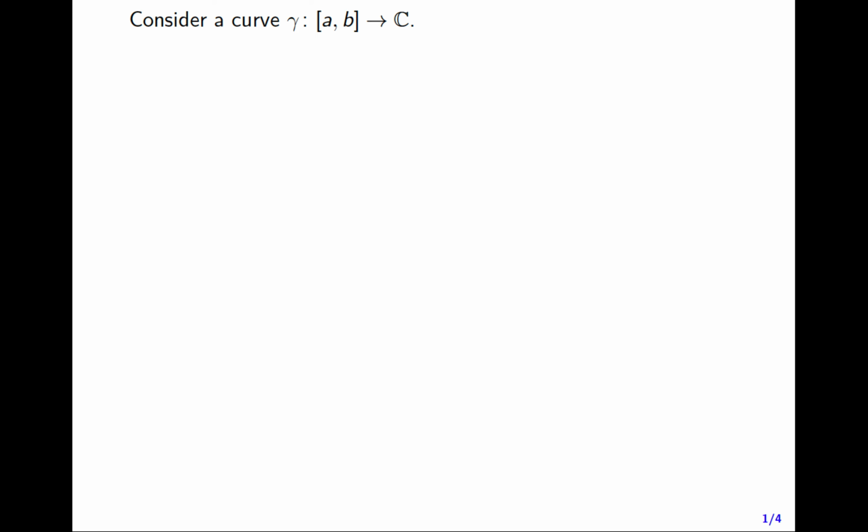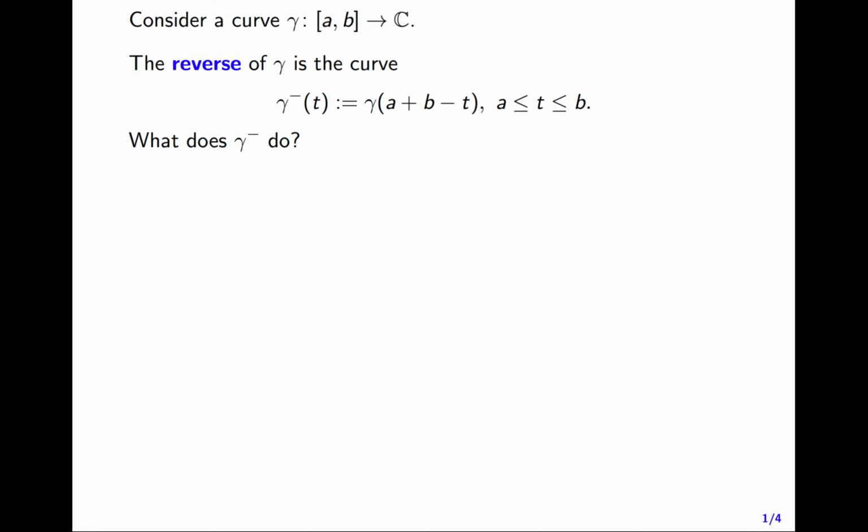There is a way to make this algebraically precise in terms of the definition of a curve, and it is called the reverse of the curve. So the reverse of gamma is the curve gamma minus of t, which we define to be gamma of a plus b minus t for t between a and b. So what does this do? Ideally, gamma minus should start at gamma of b and take you back to gamma of a.